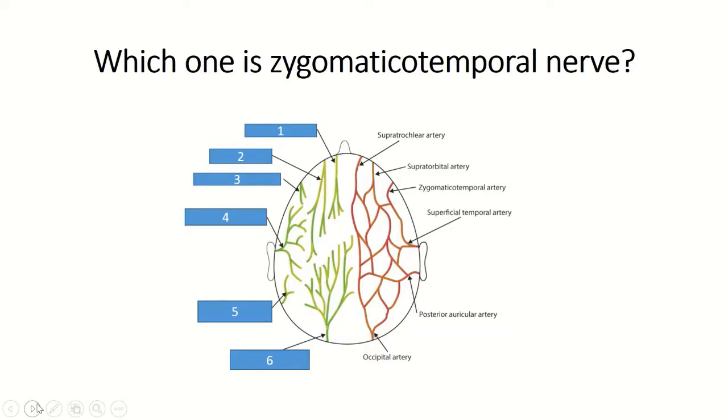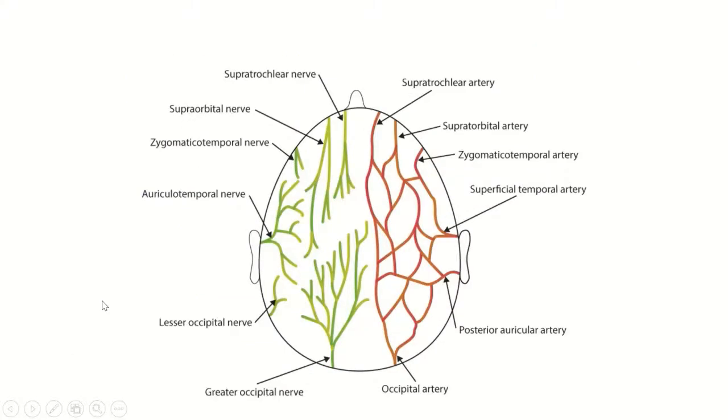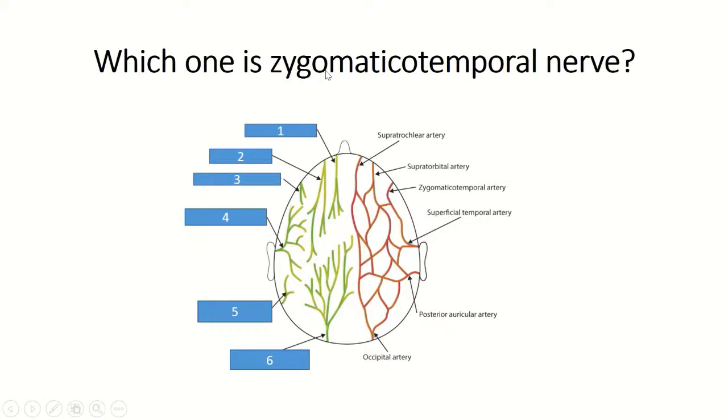Question 69. Which one is the zygomaticotemporal nerve? As you see here, the supratrochlear, supraorbital, and zygomaticotemporal nerves and arteries are homologous, with the same names. But from the ear to the occiput, the names of arteries and nerves are not the same. Greater occipital nerve, lesser occipital nerve. Occipital artery, posterior auricular artery. So the zygomaticotemporal nerve is compatible with three.